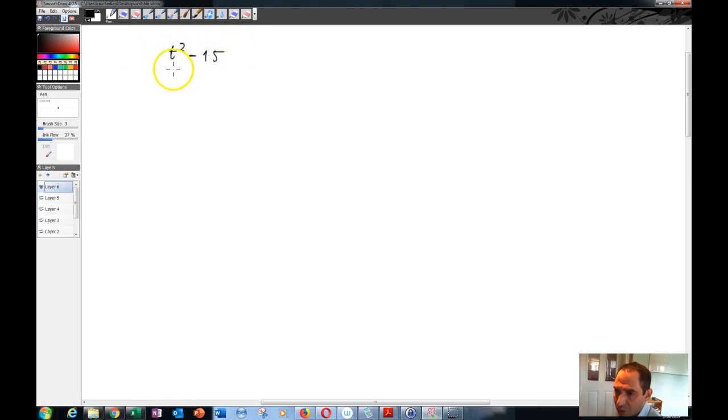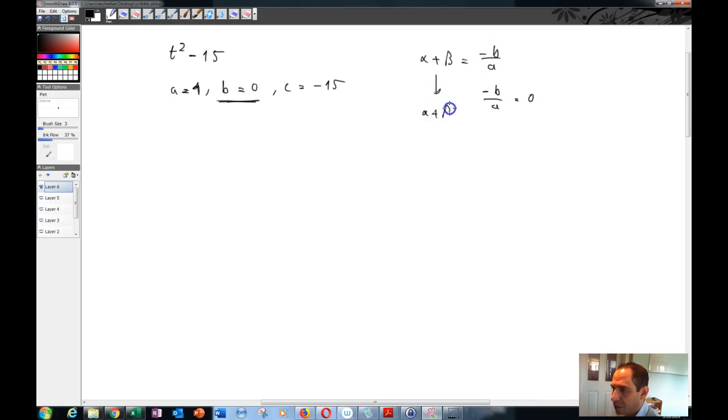you instantly know that here your b is equal to 0. So here your a is equal to 1, b is equal to 0, and c is equal to negative 15. Okay? So you have your c, you have your a, but your b is equal to 0. So when we say alpha plus beta is equal to negative b by a, when b is equal to 0, then negative b by a is equal to 0. That means that alpha plus beta is equal to 0.